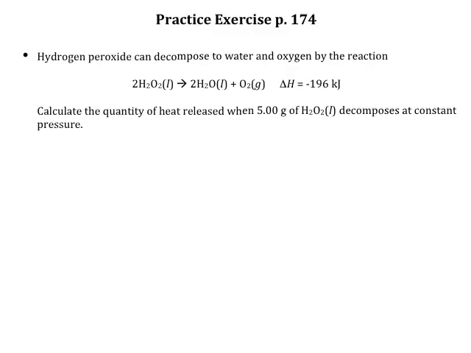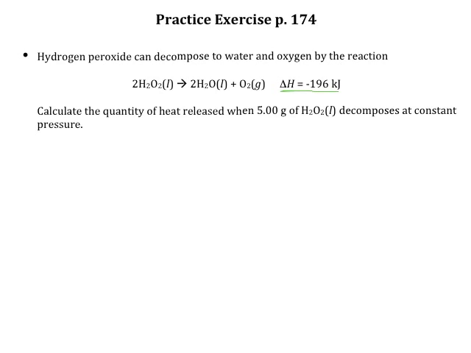This is a practice exercise from page 174 in the textbook. We're looking at using enthalpy, or the amount of heat absorbed or released during a chemical reaction, in order to perform stoichiometric calculations. So what we're going to be doing here is using this delta H number in a way very similar to what we would do when we use mole ratios.